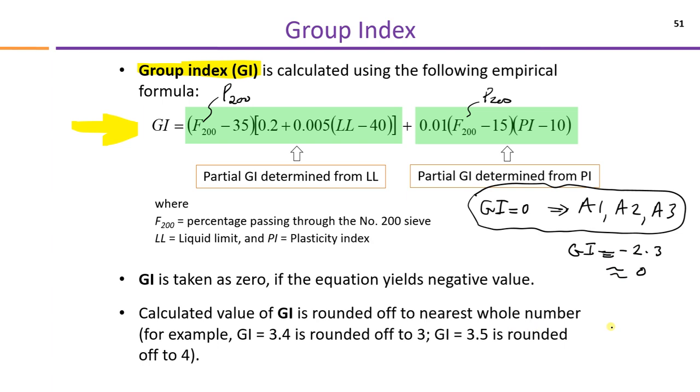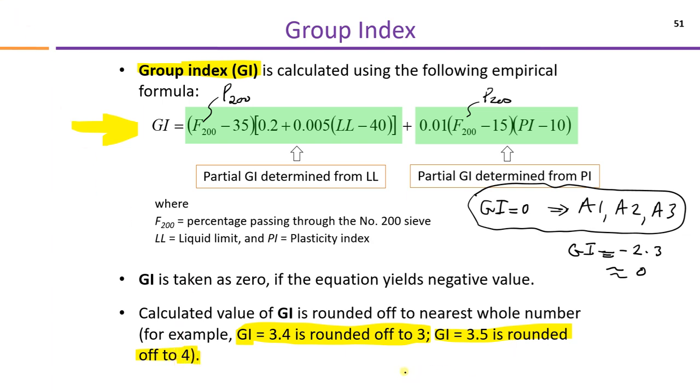And if we have a number with decimal places, then we are going to round off to the nearest integer. For example, if it is 3.4, it will become 3. If it is 3.3, 3.45, 3.48, it will become 3. But if GI is 3.5, 3.6, 3.7, then it is going to round off to 4. So you are going to get an integer.